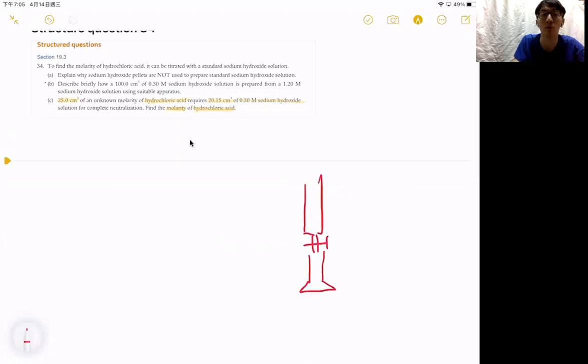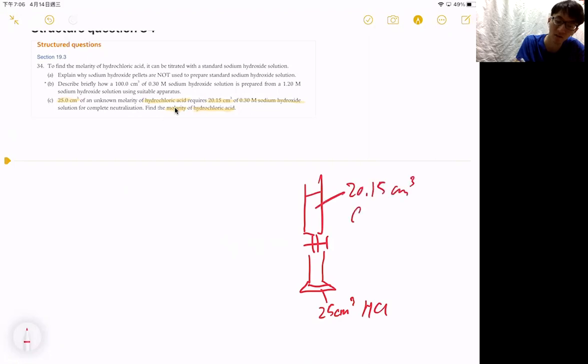First of all, in your brain, you need to have this kind of diagram. We have 25 cm³ of unknown concentration hydrochloric acid. This 25 cm³ will be put into the conical flask, unknown concentration. And inside the burette, we will have 20.15 cm³ of 0.3 M sodium hydroxide solution.